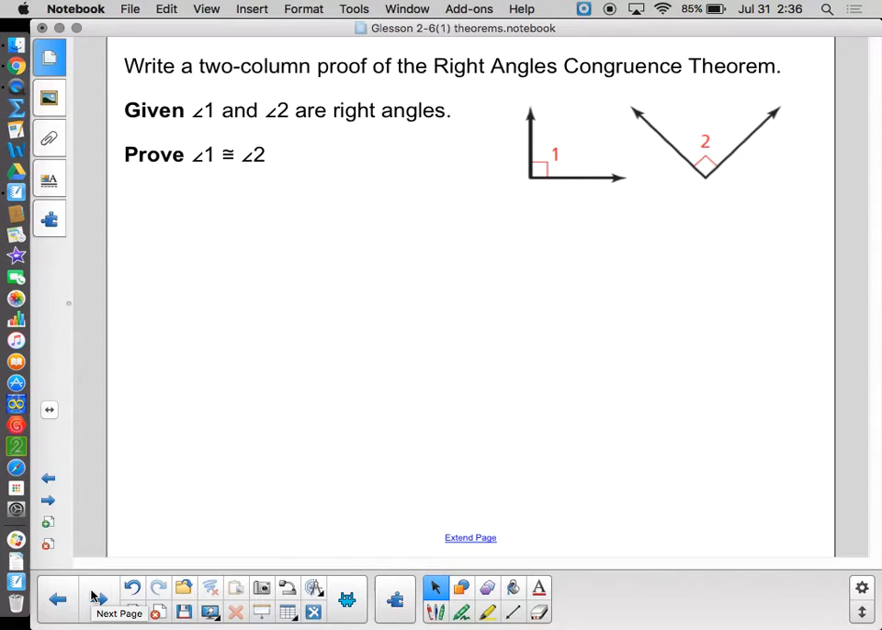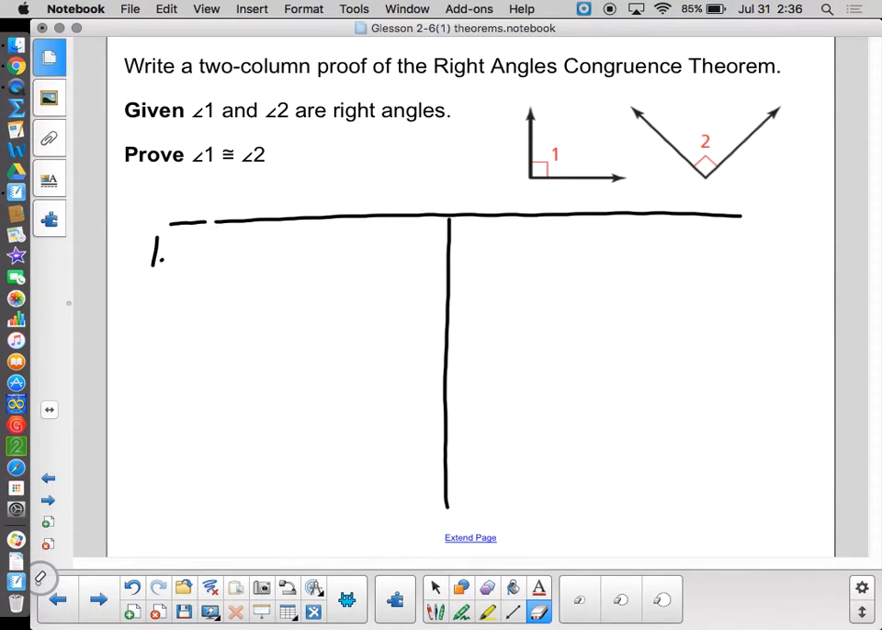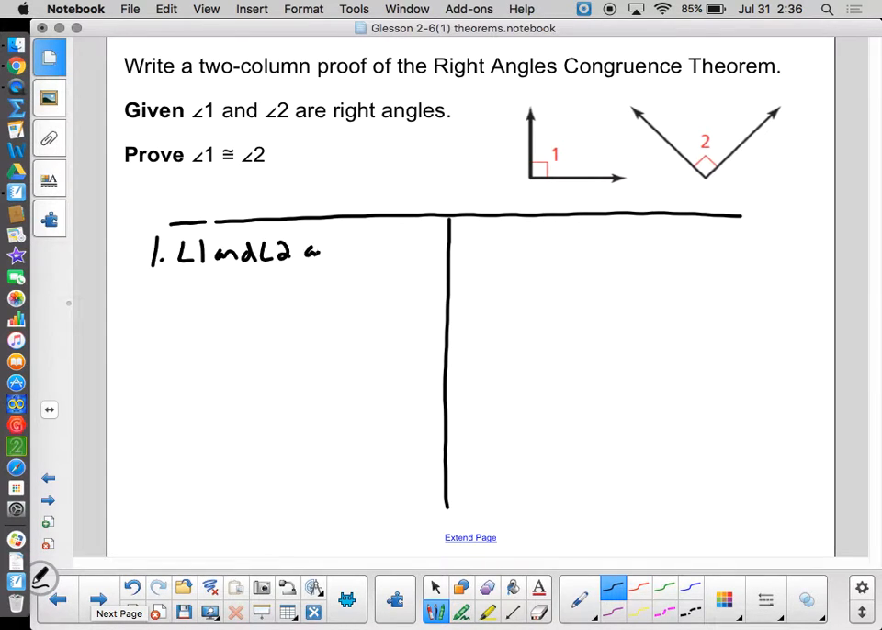Angle 1 and angle 2 are right angles. Prove angle 1 is congruent to angle 2. We just talked through it. We just reasoned through it. Now we're going to write it down as a logical argument. I told you there'd be one proof. In today's lecture, this is it. So let's see how this would work. Step 1. Angle 1, sorry, I was going to write given right away. That goes on the other side. Angle 1 and angle 2 are right angles. Given.